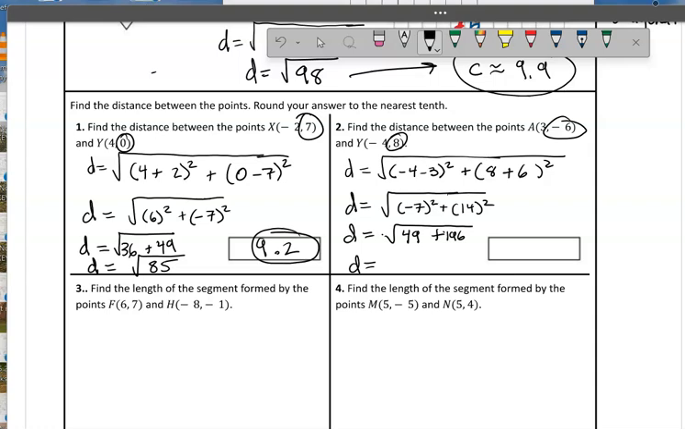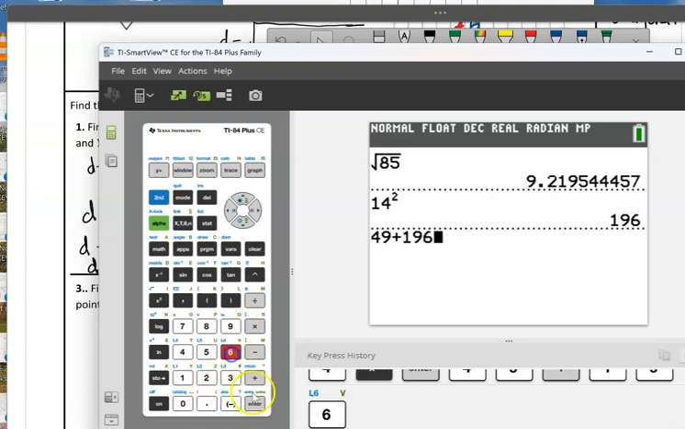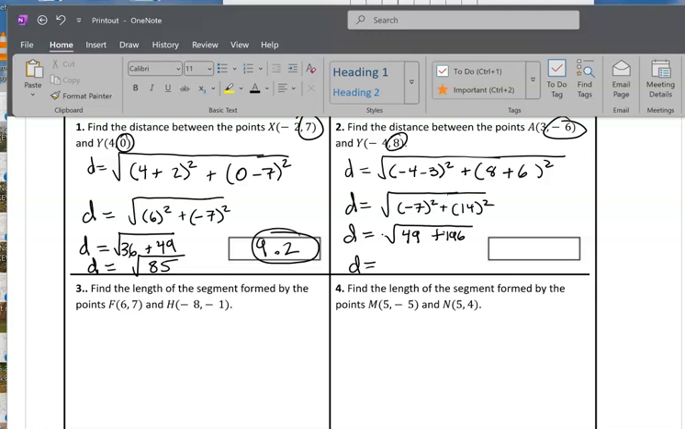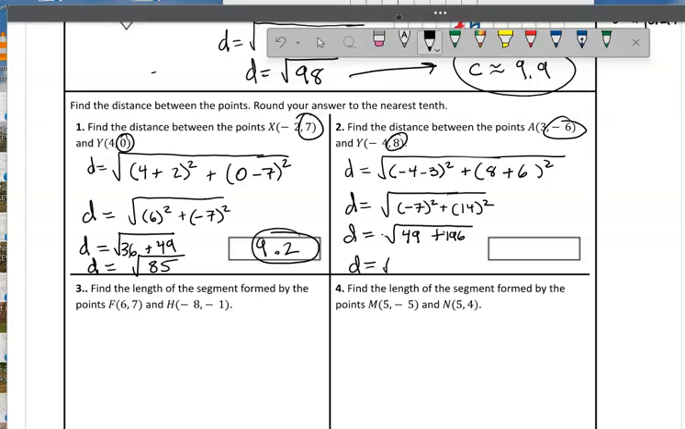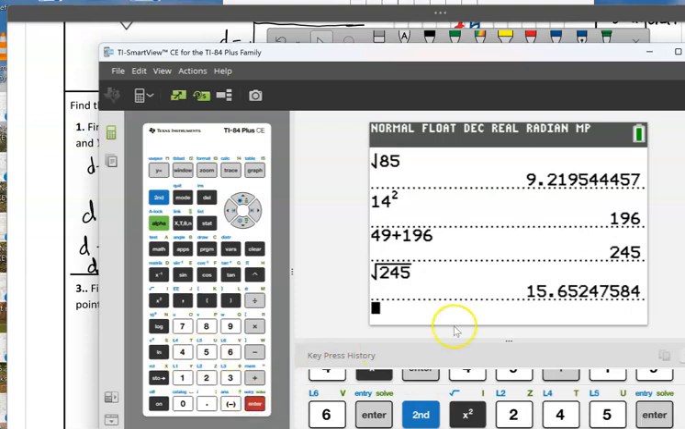Okay, so our distance D is going to be 49 plus 196, 245. We still have to square root it. That'll give us our answer. Square root of 245 is 15.7. We're going to round up. 65 is going to round up to 7.